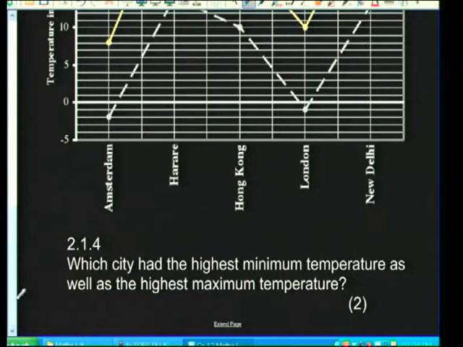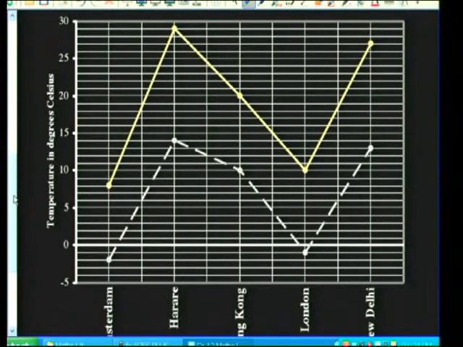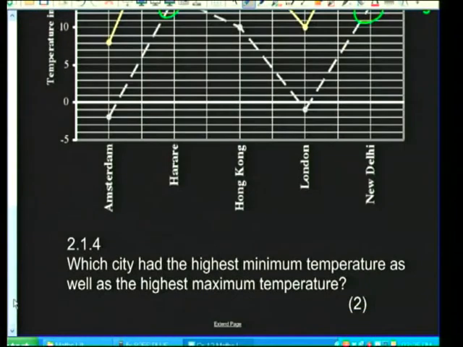But let's move on. My next question says this: Which city had the highest minimum temperature as well as the highest maximum temperature? Okay, so who had the highest minimum? The highest minimum was had by Harare. Very close to New Delhi, but let's look at New Delhi. New Delhi's minimum was 13 degrees, whereas Harare's minimum is 14 degrees. If we look at the maximum, Harare's maximum is up here at 29 degrees. New Delhi's pretty high, but they're at 27. So Harare has the highest maximum temperature as well as the highest minimum temperature. So my answer then is Harare.